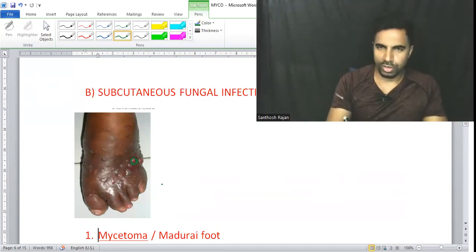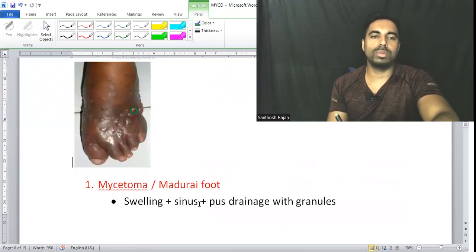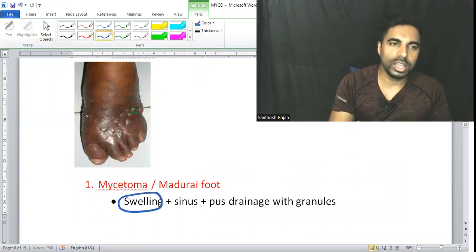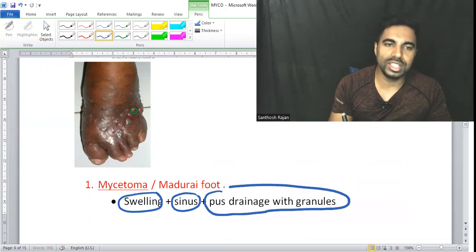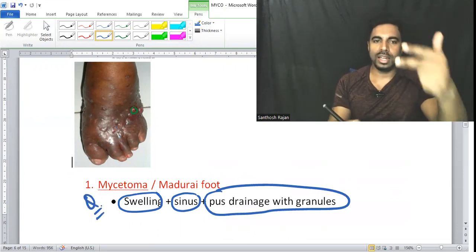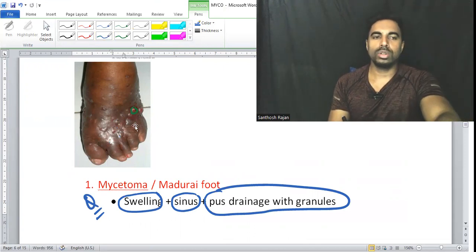Subcutaneous fungal infection, the first important thing is mycetoma. The characteristic features are swelling, and there's a sinus. You can see a lot of sinus here. And there's a discharge, pus discharge with granules. This is the characteristic feature. A mycetoma should have a swelling, a sinus, and a discharge. As a picture, you have to think about mycetoma.